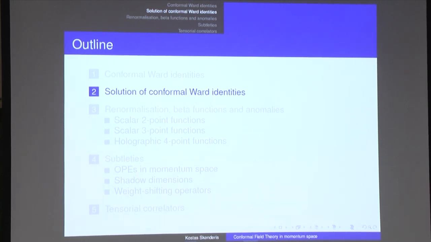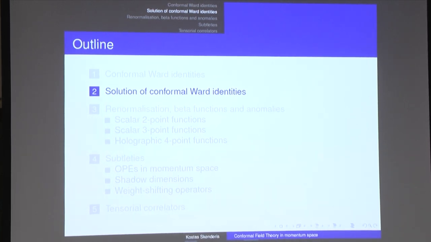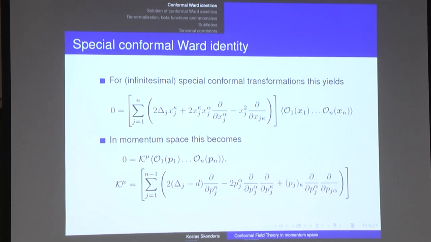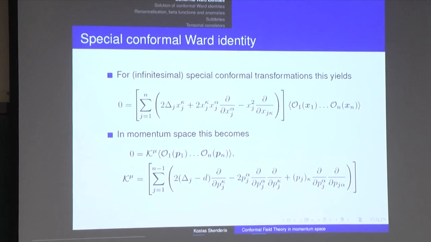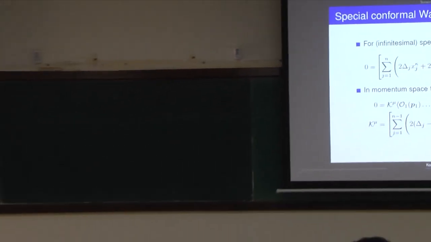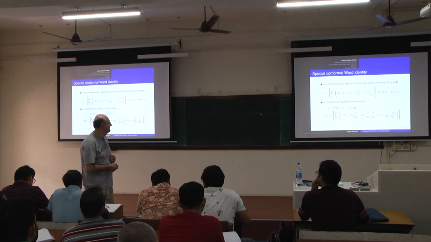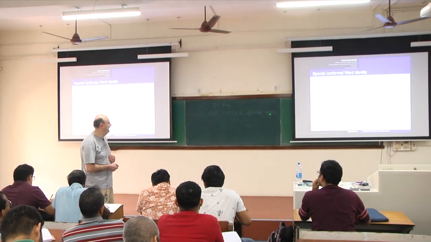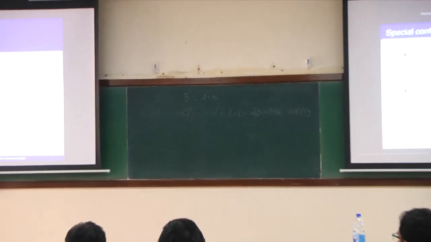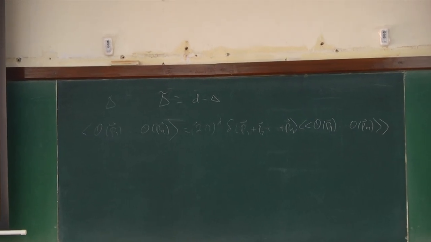Yes, now tell me. So here the double bracket means I have stripped out the delta function. And I still have written P1 to Pn, but of course Pn is minus P1 to Pn minus 1.